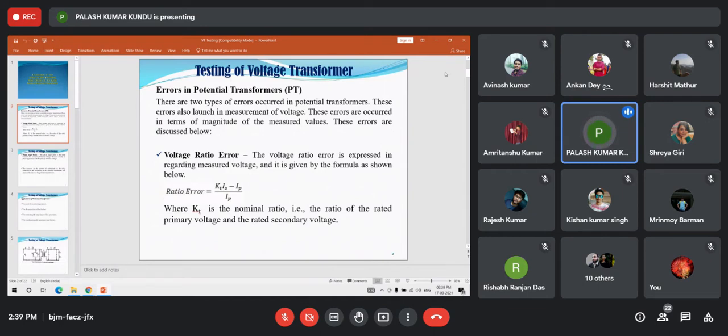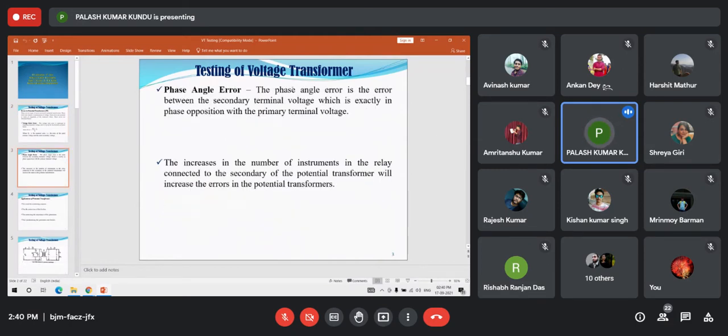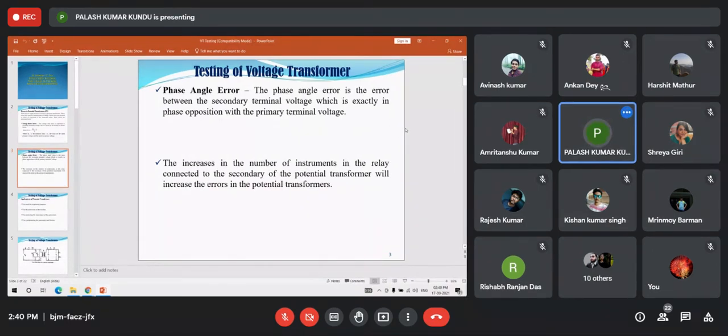So there are two types of error. One is called the voltage ratio error. The formula is shown here, where IS is the secondary current, and the KP is the secondary, IP is the secondary voltage, and KT is the nominal ratio. So that is the error. And there is another type of error, phase angle error, which is the error between the secondary terminal voltage, which is exactly in phase opposition with the primary voltage.